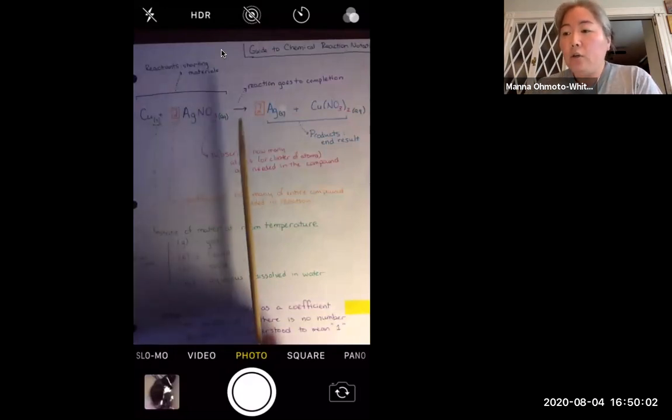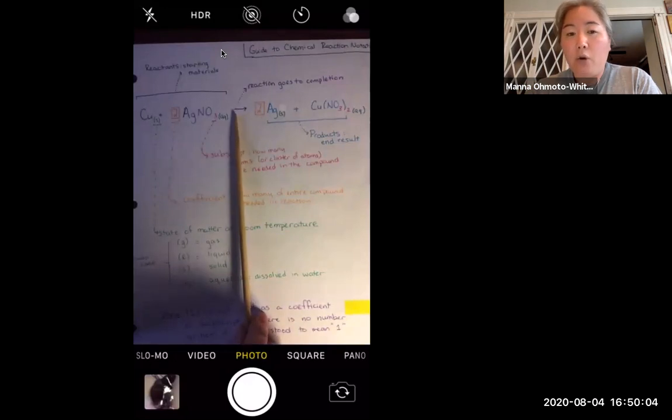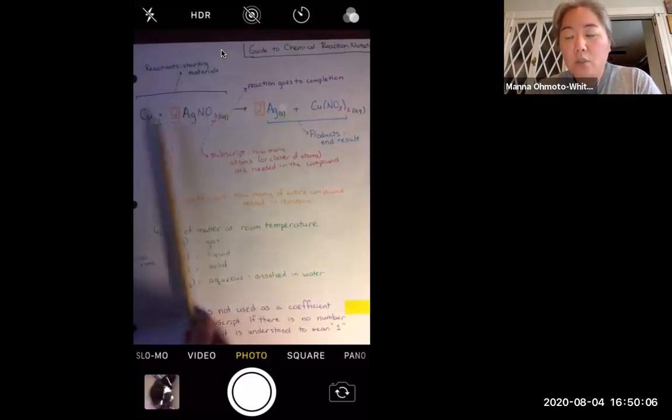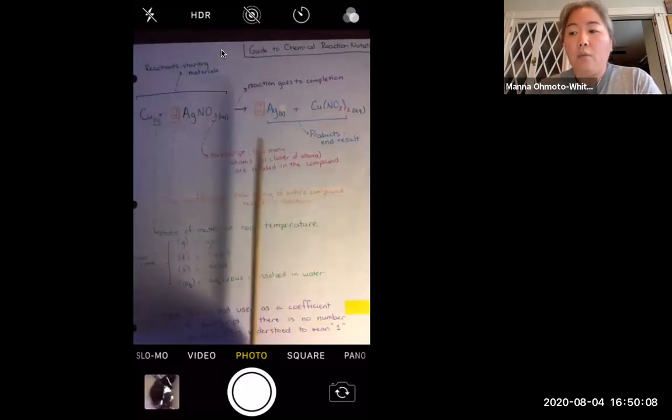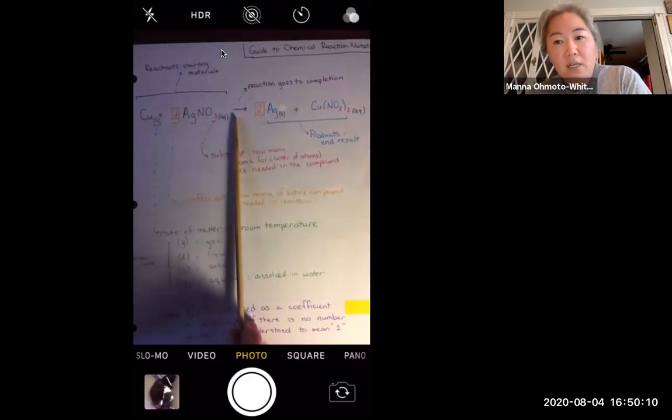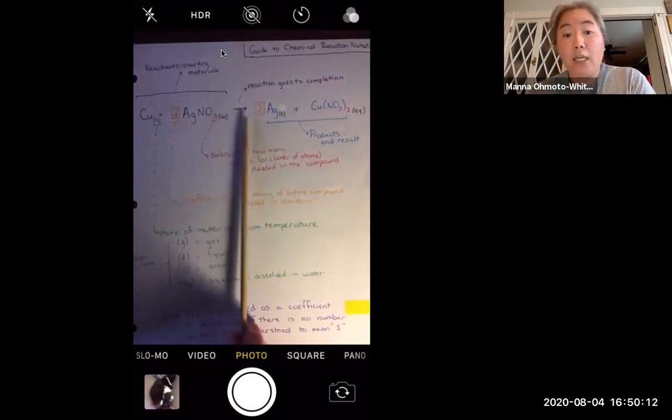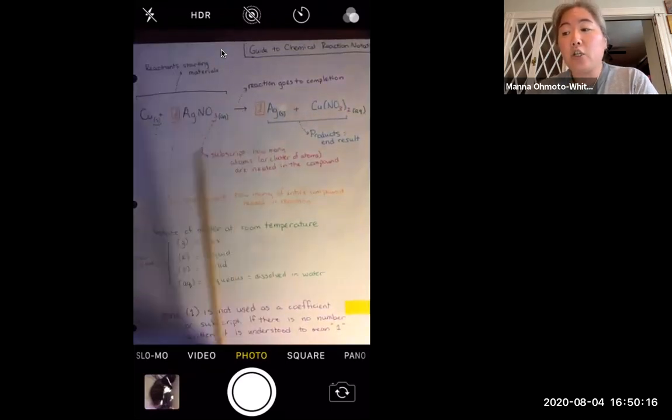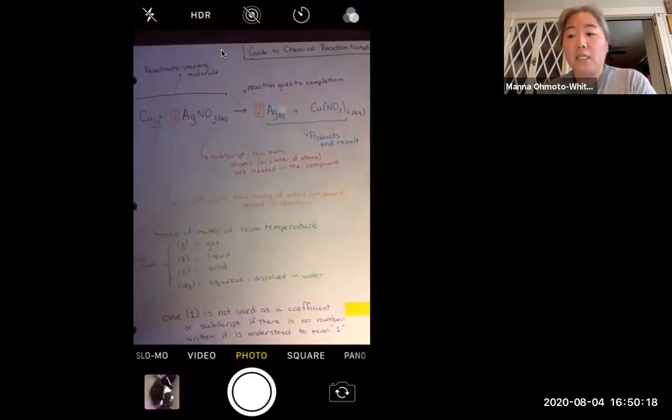So you'll notice that there's an arrow here. The arrow separates the two sides of the reaction. Most of the arrows that you have seen up until now are single-headed arrows that go from left to right. This means that your reaction goes to completion. That means that basically you start out with something, you end up with something else.